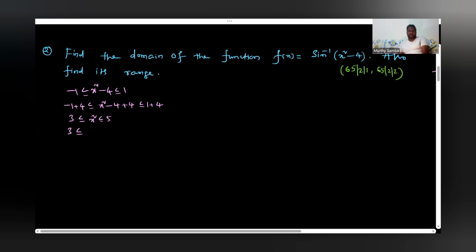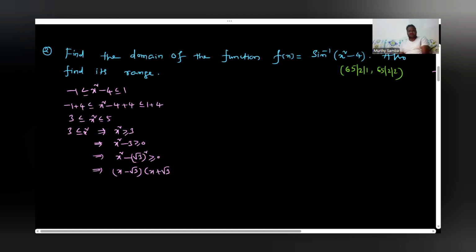3 less than or equal to x square. Then you can write it as x square greater than or equal to 3. When x square is greater than or equal to 3, same thing, x square minus 3 greater than or equal to 0. x square minus 3 can be written as x square minus root 3 whole square greater than or equal to 0.